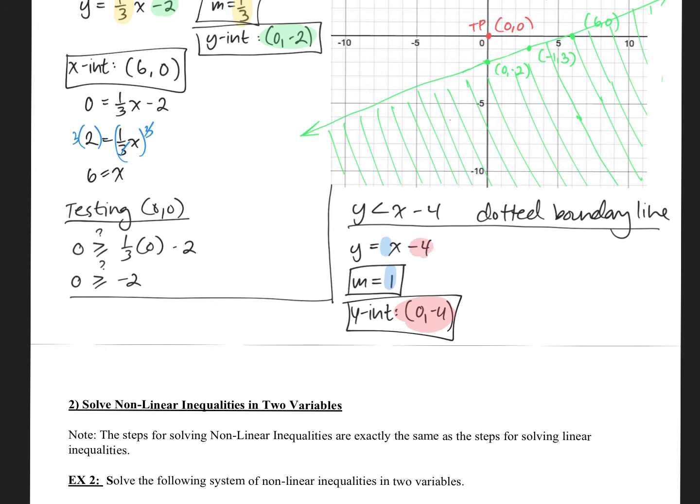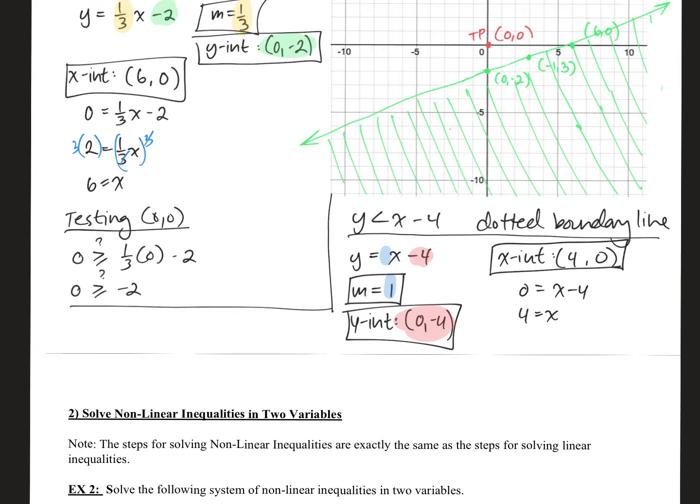Okay, so let's find the x-intercept. Actually, if you want to pause the video and find it by yourself, it's a good idea. So for the x-intercept, we set y to 0. So 0 equals x minus 4. Then that means 4 equals x.